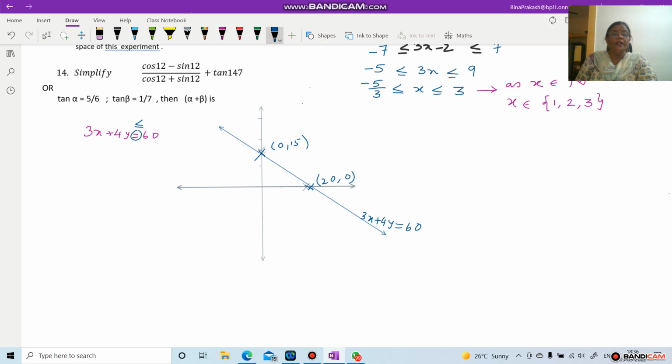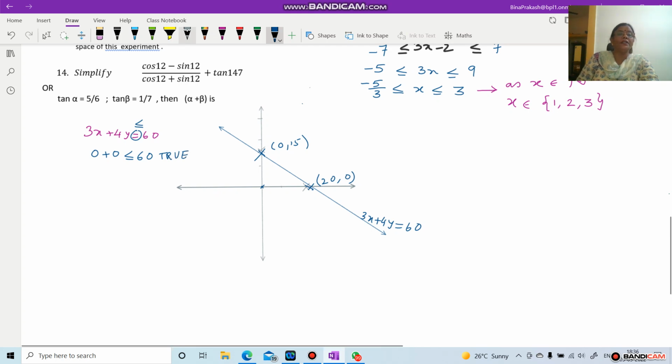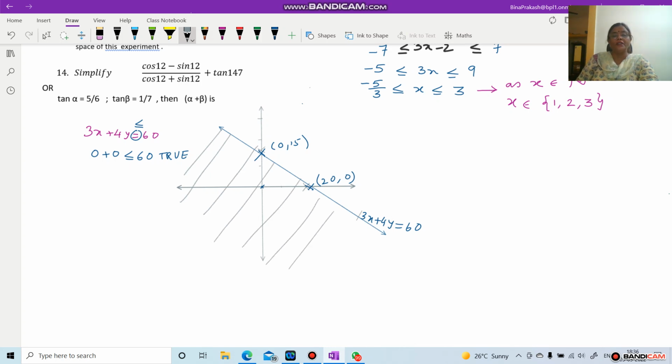For us here, the origin. So put the value of x as 0 and y as 0 in it and read the statement. What is the statement saying? It's true. So if it is true, then shade the region that contains 0, 0. Which region is it? It is this region. So we have shaded the region which contains this. Fine. So this way we have identified one region.